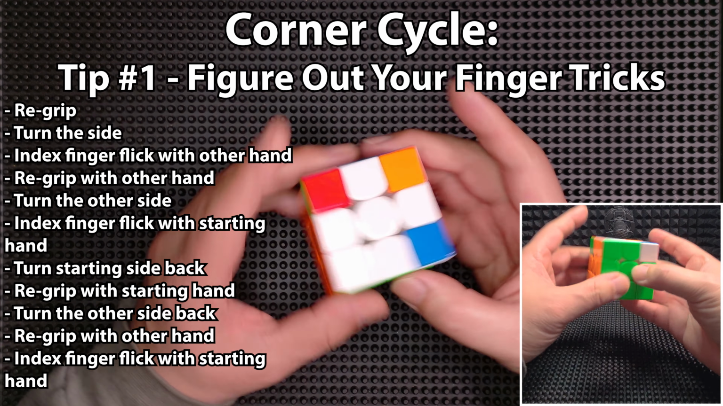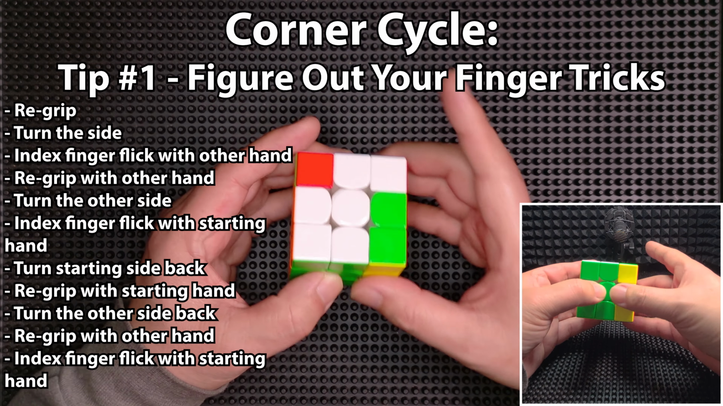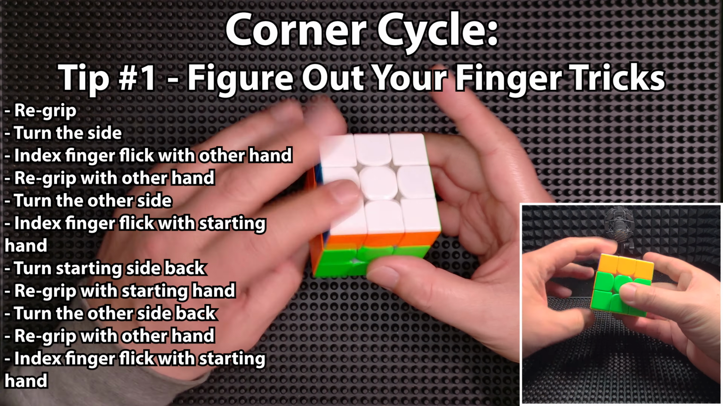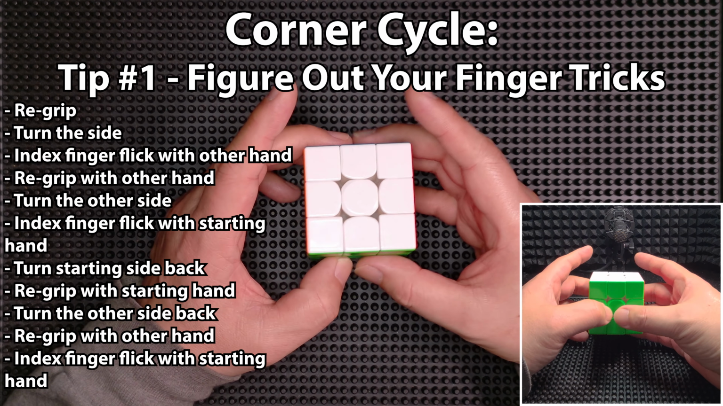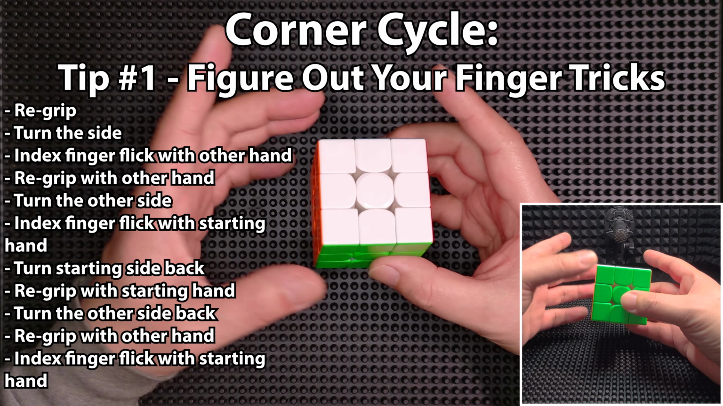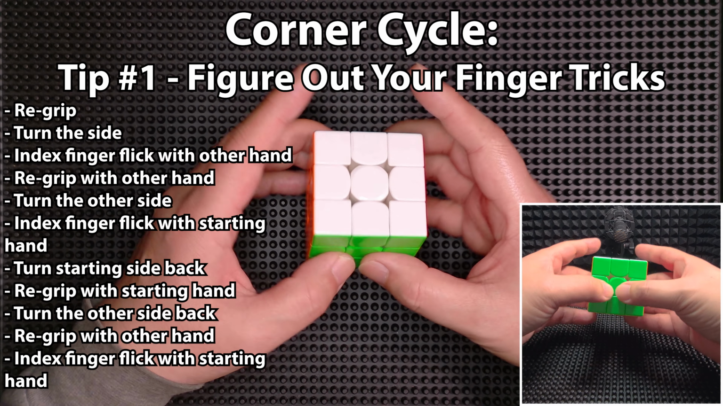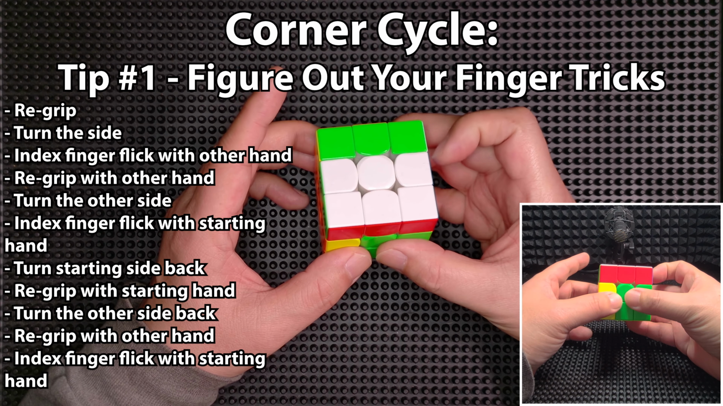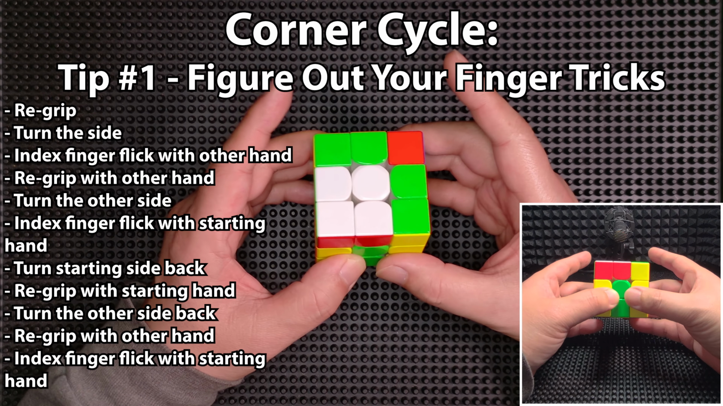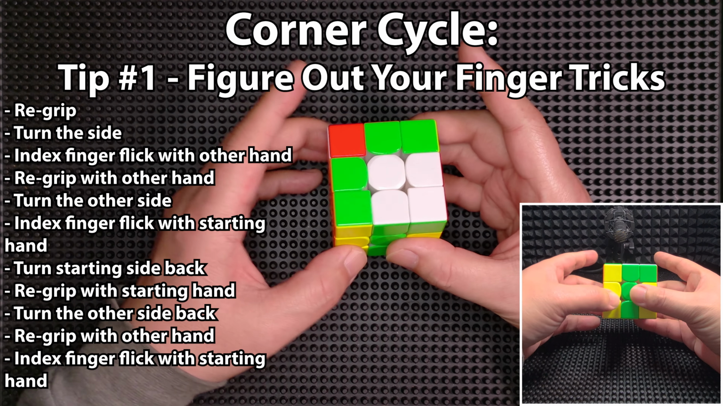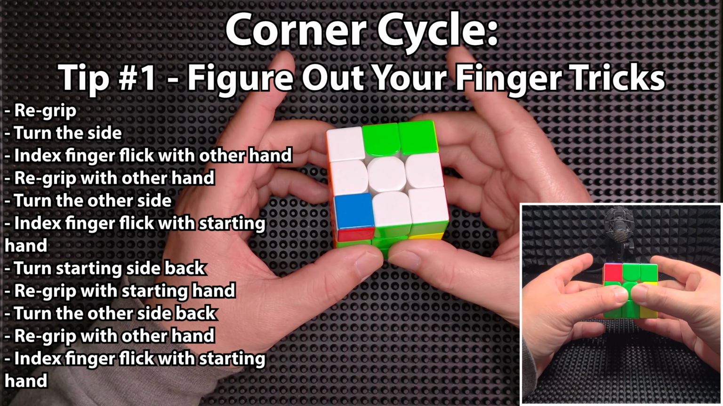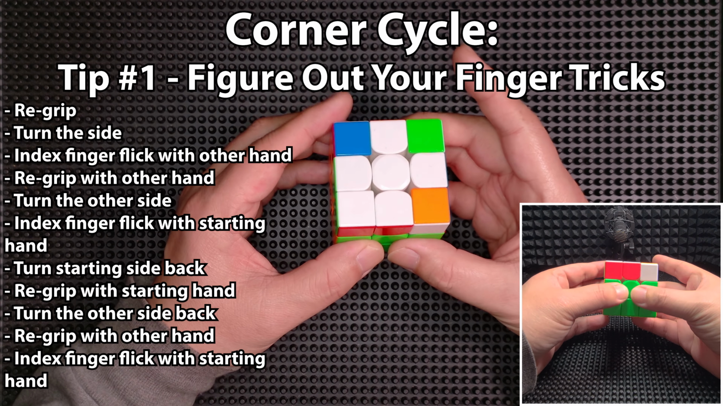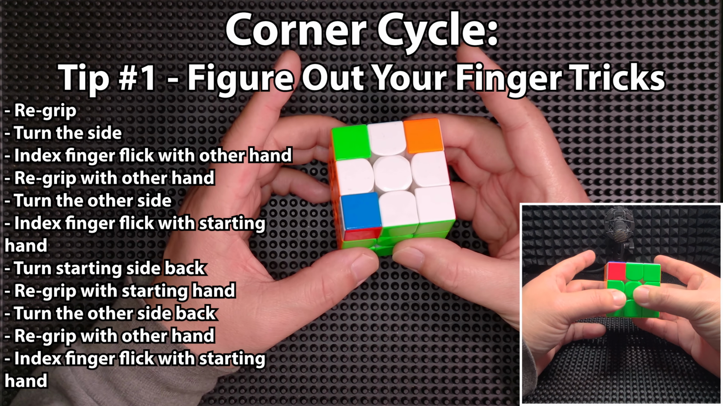Okay, I'm going to show it to you left-handed, so let's get back to the starting point. All right. So for the left hand, it's the same series of movements, just on the other side. So it's a regrip, turn the side, index finger flick with the other hand, regrip the other hand, turn the other side, index finger flick with the starting hand, turn starting hand back, regrip with starting hand, index finger flick with other hand, turn the other side back, regrip, and then index finger flick with the starting hand.